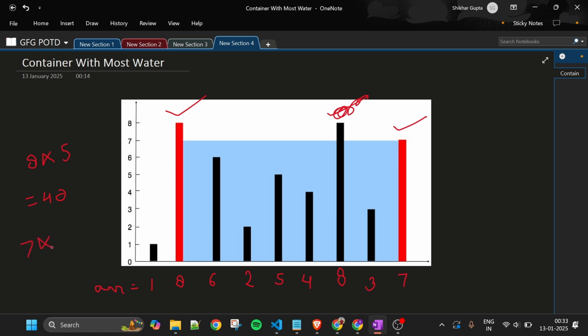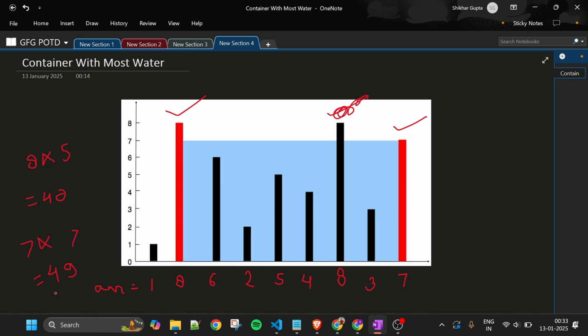And what is the breadth? Breadth basically means the distance between these two lines. So it is 1, 2, 3, 4, 5, 6, 7, which gives 7 times 7, equal to 49. And it is also the maximum amount of water I can store by taking two lines, which is equal to 49, and I will return it. So in this way, we have to return our answer.